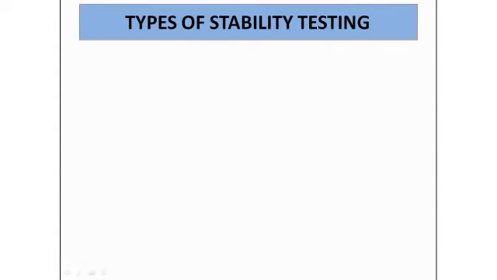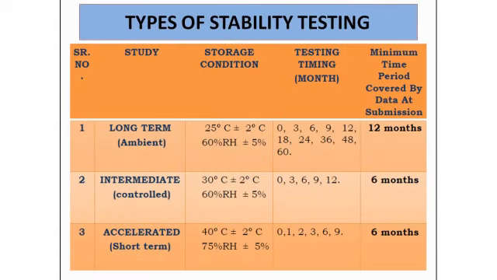Types of stability testing: basically we have three types. Number one is the long-term stability testing, also known as ambient. The storage condition is 25 degrees plus or minus 2 degrees with 60% relative humidity plus or minus 5%. For testing time, we check at 0 months, then after 3 months, then 6 months, 9 months, 12 months. In this way we study the formulation up to 60 months, but the minimum period covered is 12 months.